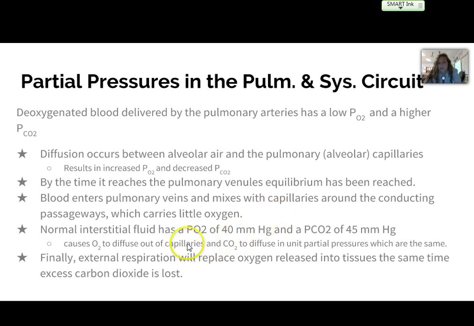Blood will then enter the pulmonary veins, mixed with blood from capillaries around the conducting passageways, which at this point carry little oxygen. Normal interstitial fluid has a partial pressure of oxygen of 40, while carbon dioxide has 45, and this is going to cause oxygen to diffuse out of the capillaries and CO2 to diffuse in, and basically start to balance things out because the exchange is the same. Also, external respiration will replace oxygen released into the tissues, and at the same time excess carbon dioxide will be lost. So this is basically how partial pressures play a role in a balancing act between carbon dioxide release and oxygen intake.